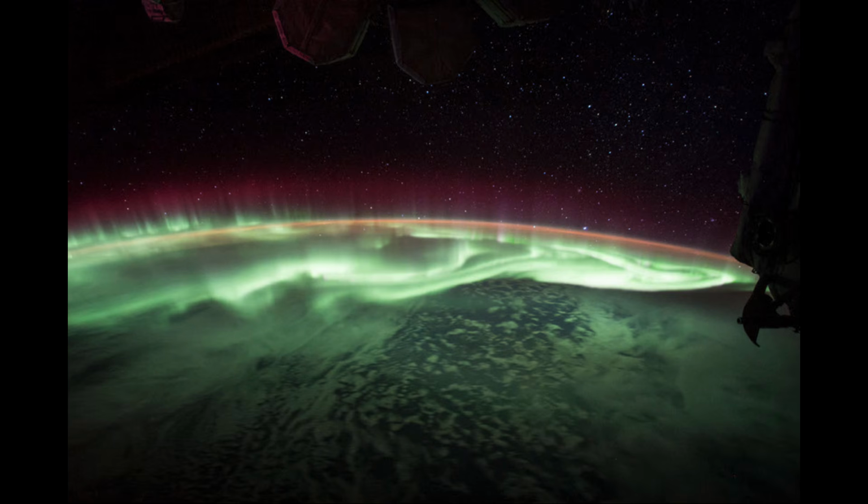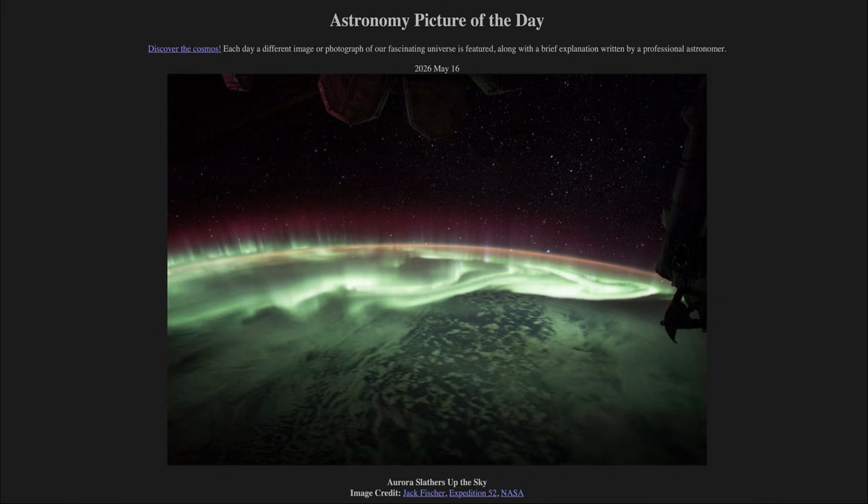Now, if you want to note where we're looking in the sky, it's actually that bright star toward the right of center just over the limb of Earth, which is Sirius, the brightest star in the constellation of Canis Major, or the larger dog. So that was our picture of the day, titled Aurora Slathers Up the Sky.